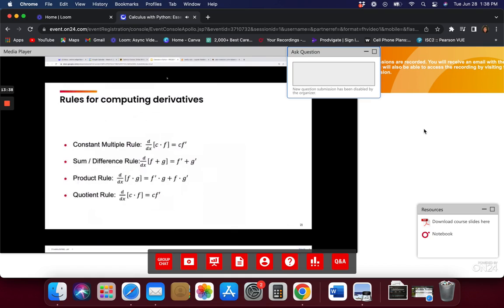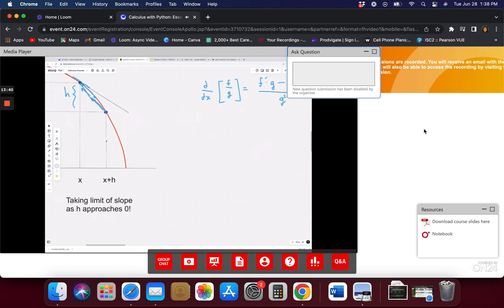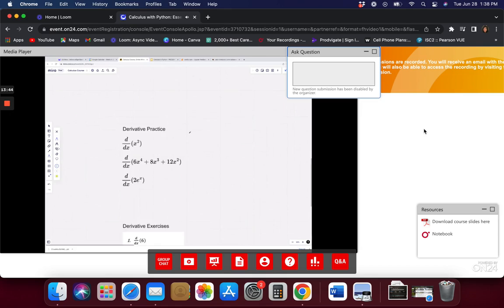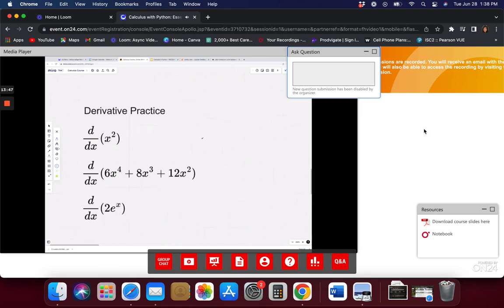Before we go into an exercise, we can do a few examples together, and then I will send you on your own to take some derivatives and work through the exercises that I'll put up in a second.